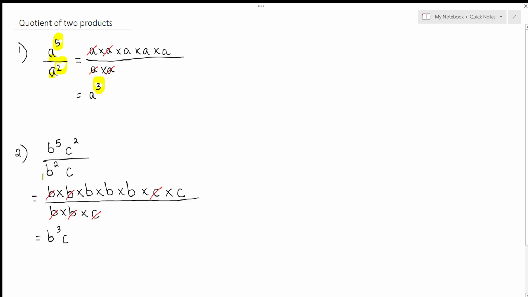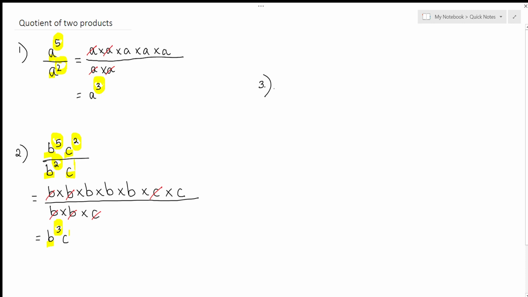And the same would apply in the second sum. We have a base of b, and we have 5, and 5 minus 2 would give me 3, base of b. Here we have c, and so we're going to subtract 2 minus 1, which would give me 1. So it's c to the power of 1, which is just c. Okay, so when our bases are the same and we are dividing, we are allowed to subtract the exponents. Okay, now let's look at a different one.